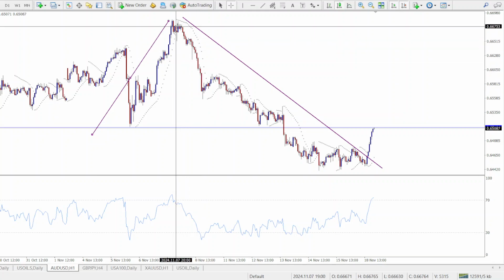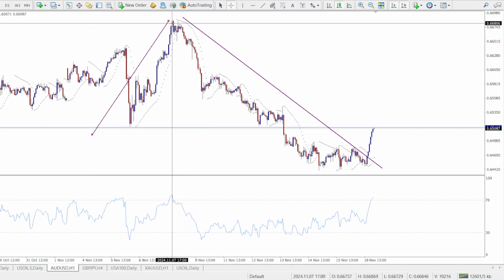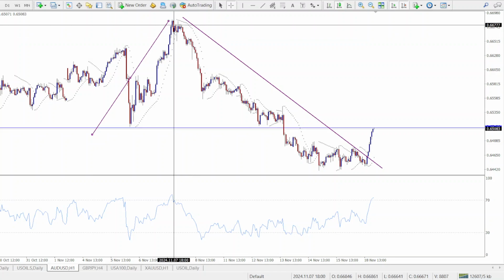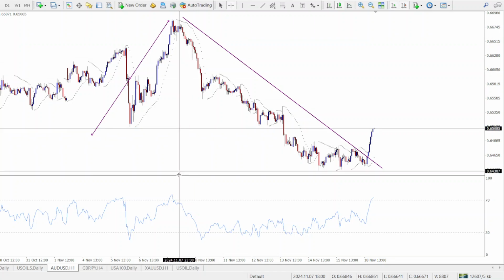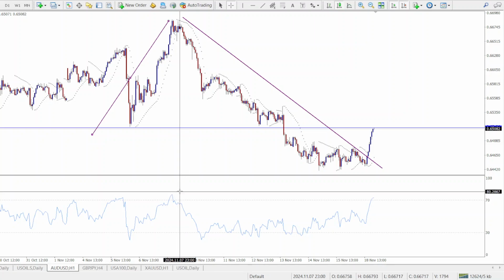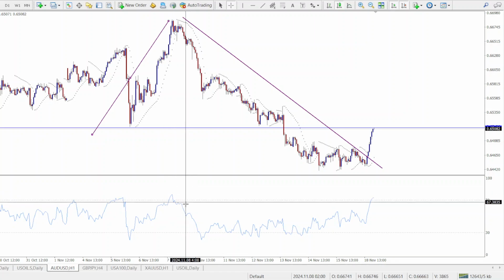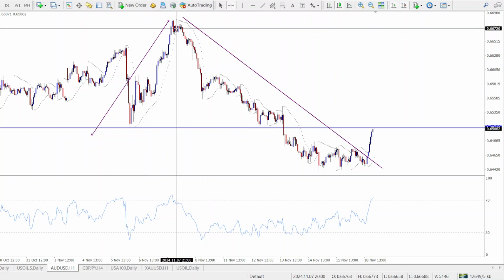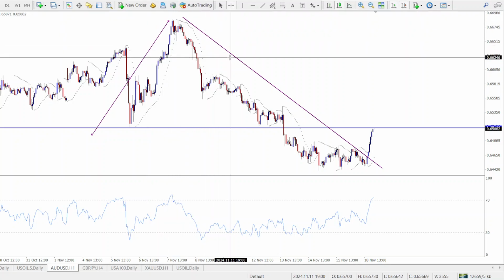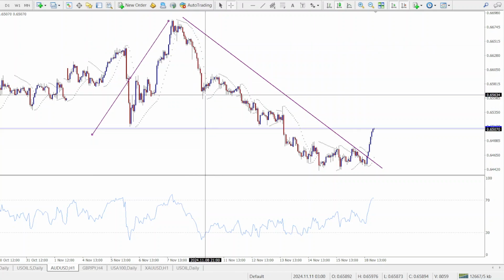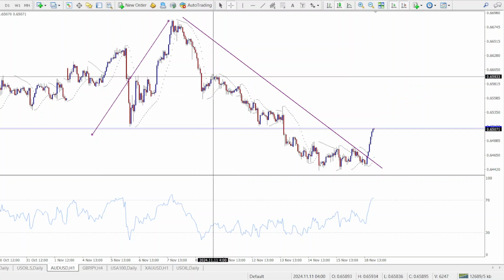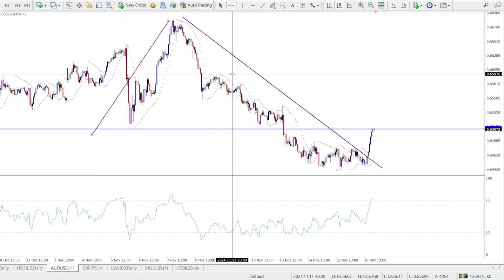Then for the sell, we had the Parabolic SAR appear above the candlesticks. That's a sell signal, and at the same time we had the RSI within the overbought territory and pointing downwards. So that was a confirmation of the sell. So we could have considered selling around here, setting stop loss above the swing high, and then for our take profit, we can just wait for the Parabolic SAR to appear below the candlesticks and use that to exit our sell.